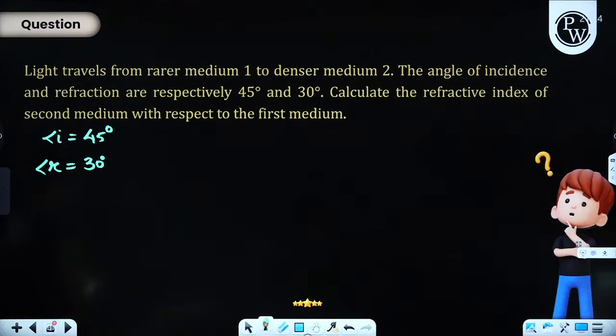Can anyone tell me what will be the answer over here?